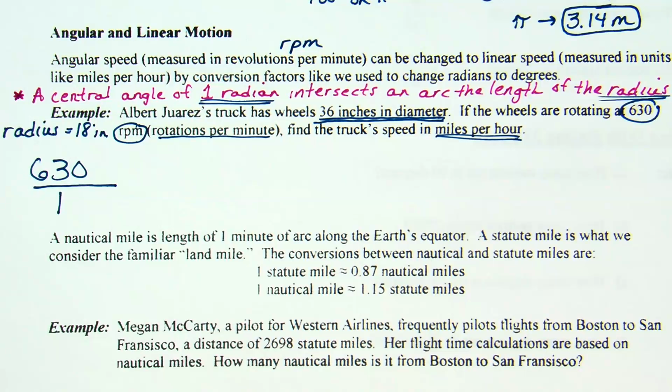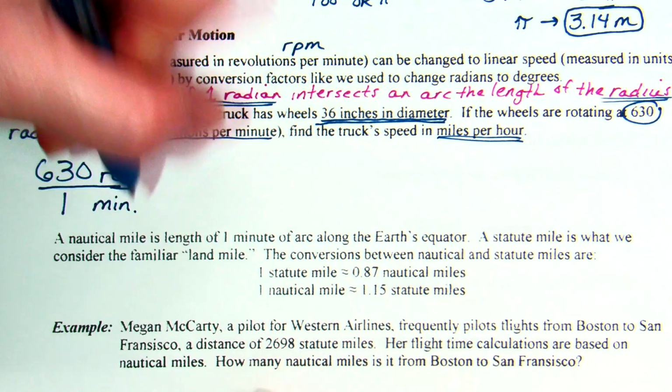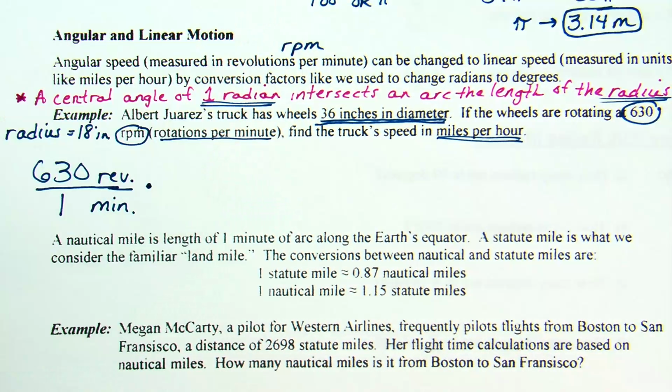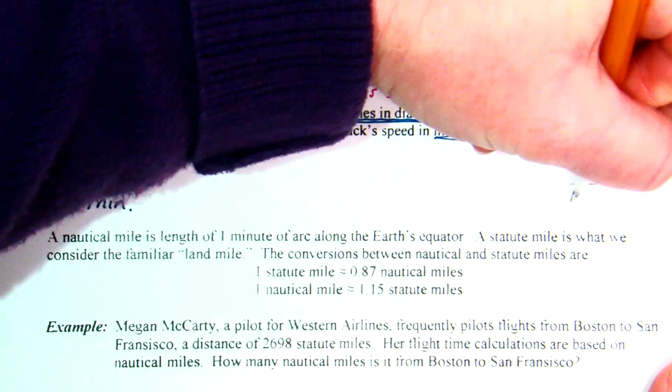Now, trying to think, we can use rotation, but another word for rotation that I tend to use here is a revolution. Does it make sense that 1 rotation around a circle is equivalent to saying 1 revolution per circle? So when I label this, I'm going to label this 630 revolutions per 1 minute. Our goal when we get to the end of this problem is to have miles over hours.